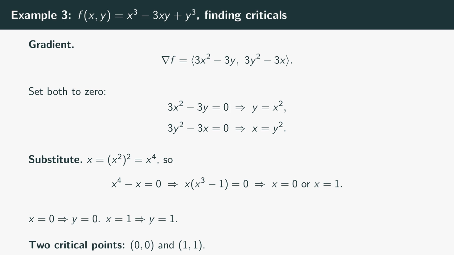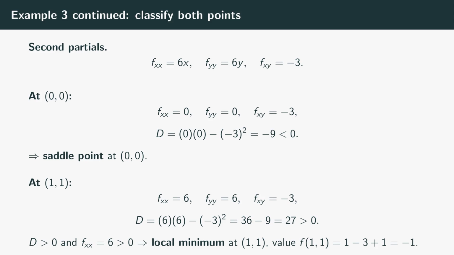Already this is richer than the single variable analog. We have a system of two equations to solve, and the algebra delivers more than one candidate point. The next step is to classify each one using the second partials test. Now classify both critical points.